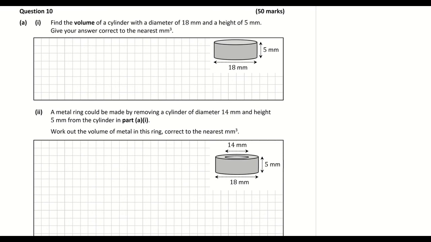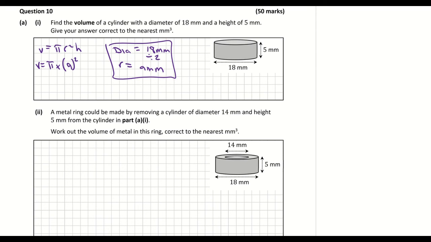Question 10a part 1, find the volume of the cylinder with diameter 18 millimeters and height 5 millimeters. Give your answer to the nearest millimeter cubed. Volume of a cylinder is given by the formula pi r squared h from our log tables. If the diameter is 18 millimeters, to get the radius, we divide it by 2 or cut it in half, so that's 9 millimeters. So filling in my formula for volume, it's going to be pi multiplied by radius, so 9 squared, and multiplied by height of 5.